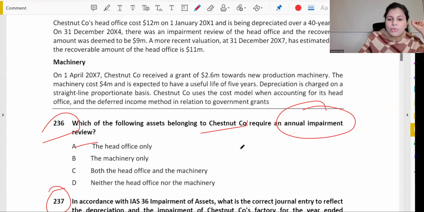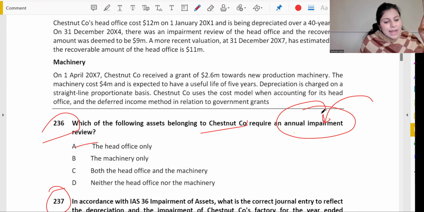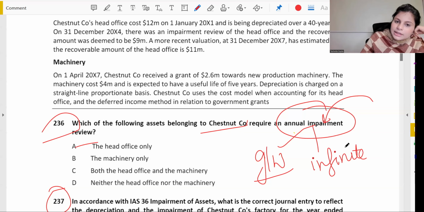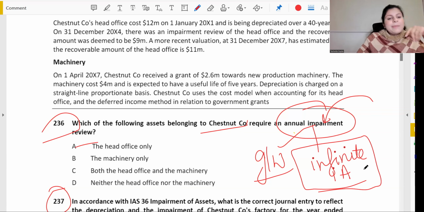Okay, so they are asking you for which assets do you want to conduct an annual impairment review? Will you conduct an annual impairment review here? You only conduct an annual impairment review for goodwill and infinite life intangible assets. Yes. So for our factories, property, plant and equipment, etc., we conduct the review only when there is an indicator. So what is my answer here? What should be my answer?